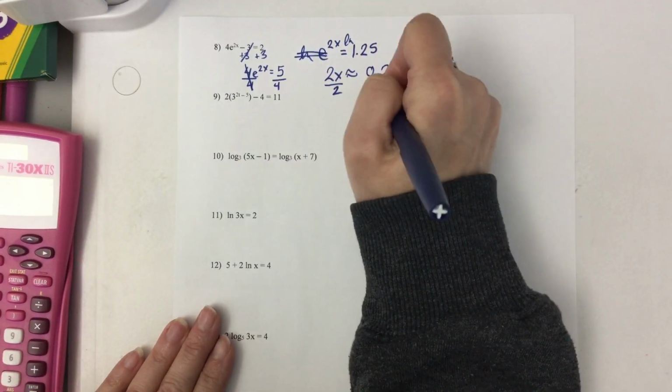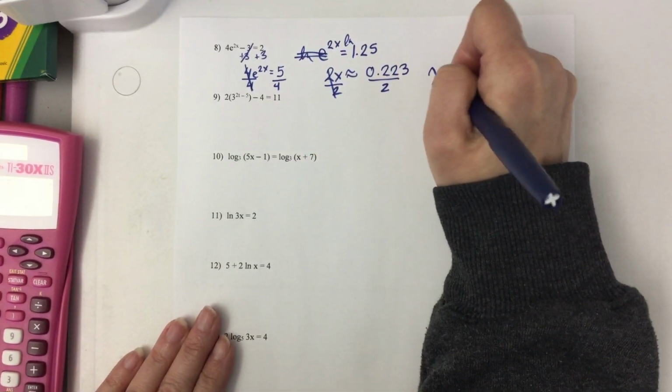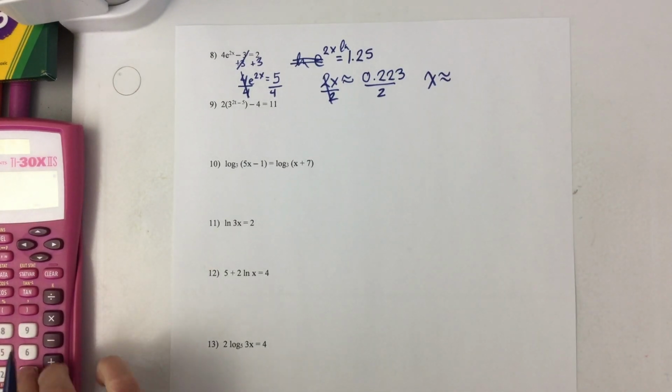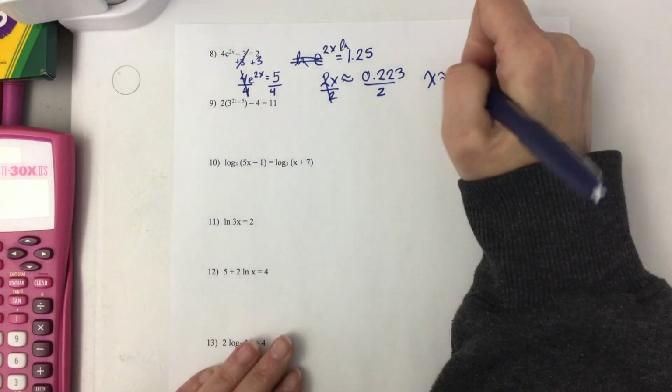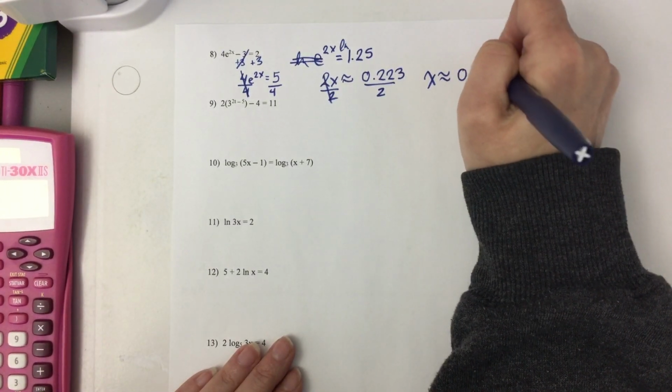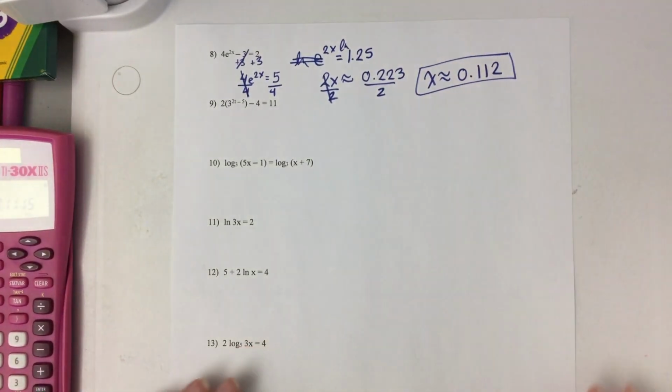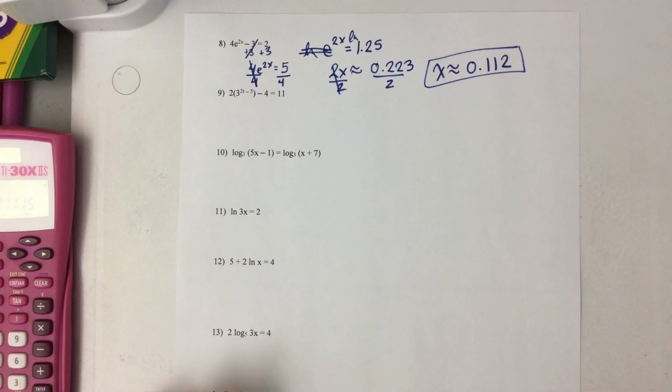Go ahead and divide both sides by 2. And x is approximately, if I take 0.223 and I divide it by 2, I get 0.112 if I'm rounding it to 3 places. Okay, let's do another one that is just like that.